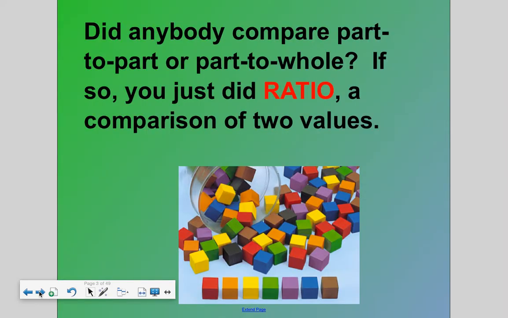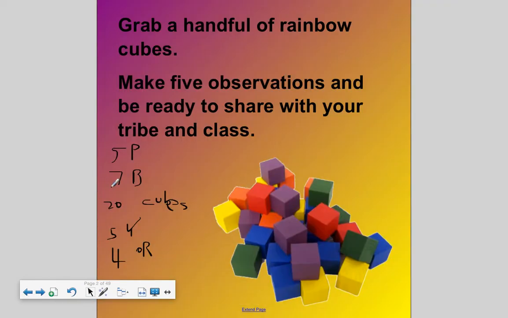So, did anybody compare part to part or part to whole? If so, you just did ratio. Ratio is comparison of 2 values. So I kind of did it, but I didn't really use the word ratio. So I compared the purple to the blue. There are 5 purples to 7 blues. Part to part. Or like I said, there are 7 blues to 5 yellow. Part to part. Or I can do part to whole.